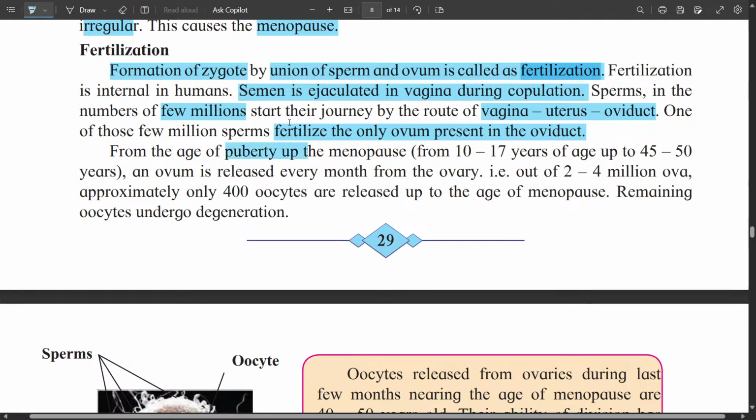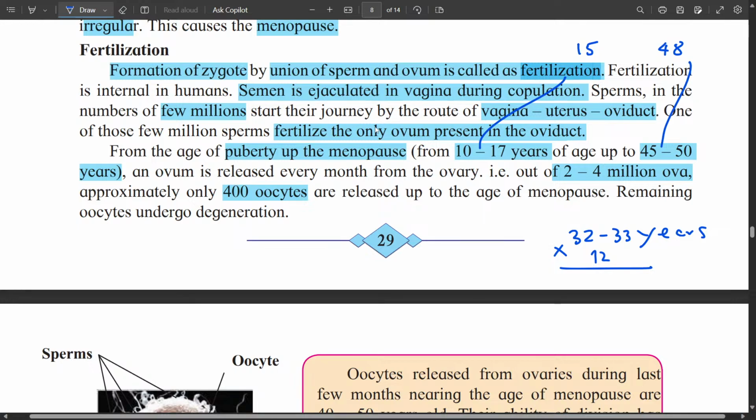From the age of puberty up to the age of menopause, that means from the age of 10 to 17 years to the age of 45 to 50 years, an ovum is released every month from the ovary. Out of 2 to 4 million ova, approximately only 400 oocytes are released. From the age 10 to 17, we can approximately take 15, and 45 to 50 we can approximately take 48. So it's around 32 to 33 years, and in these years every month, multiplied by 12, this accounts for approximately 400 to 500 oocytes being released, and the remaining oocytes undergo degeneration.